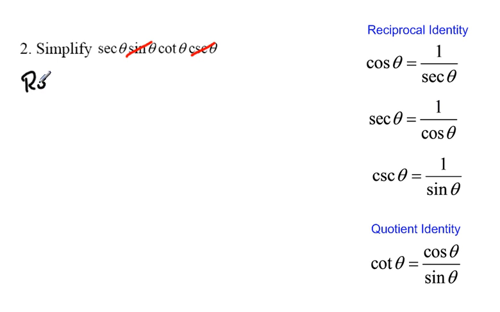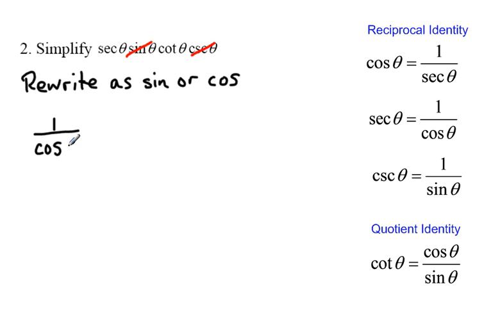So once again, we are going to rewrite everything as either sine or cosine. Secant of theta is going to be rewritten as 1 over cosine theta times cotangent of theta, which from our quotient identity we know is going to be rewritten as cosine of theta over sine of theta. Now we can see that we have a factor of cosine theta in the numerator and a factor of cosine theta in the denominator. Therefore, those two will divide out and become 1.